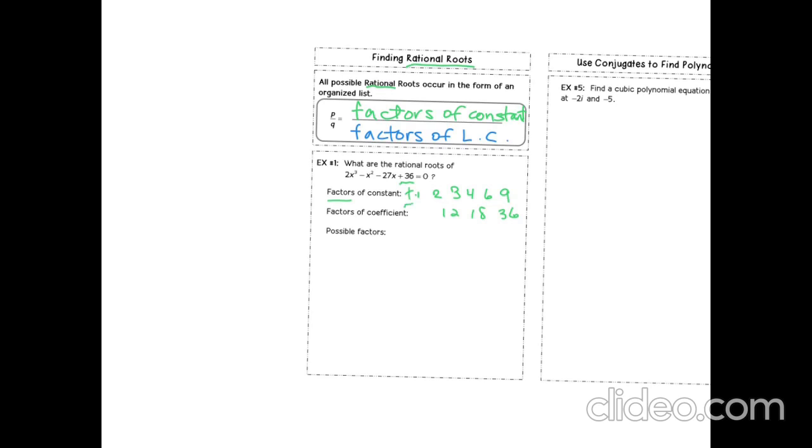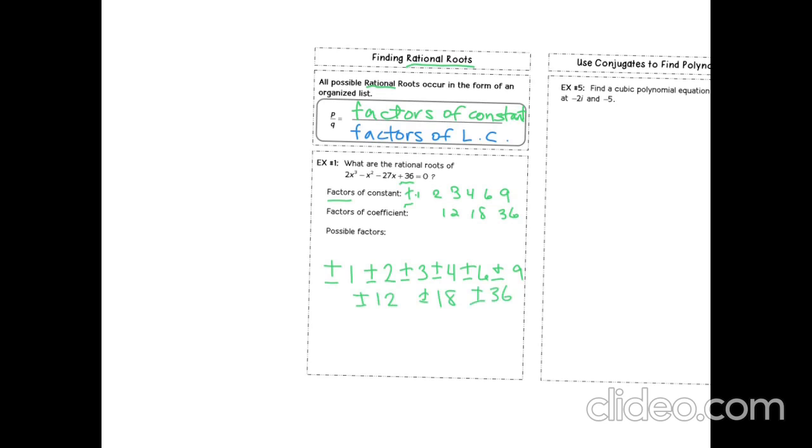So now my list on the top is plus or minus 1, plus or minus 2, plus or minus 3, plus or minus 4. Ooh, I'm going to erase that. That's just terrible handwriting. I'm trying to be neat. Plus or minus 6, plus or minus 9, plus or minus 12, plus or minus 18, plus or minus 36.